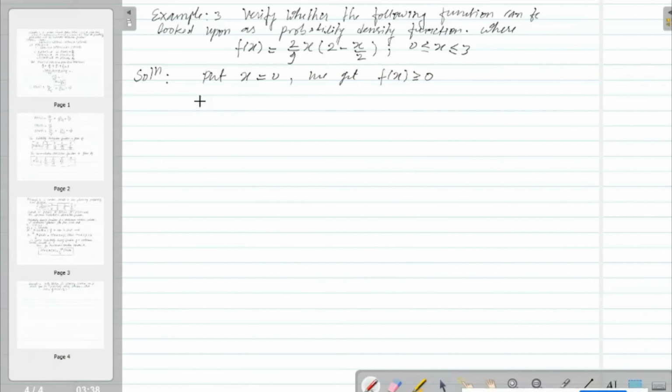Since f is a continuous function on the interval 0 less than x less than 3, that is, from 0 to 3, therefore f is integrable.